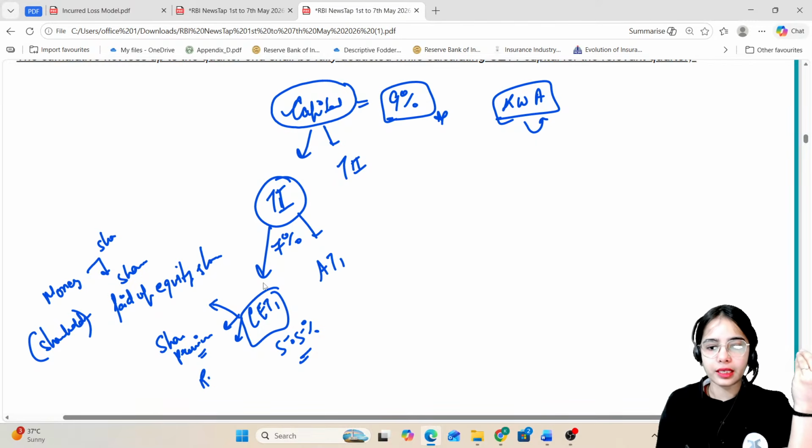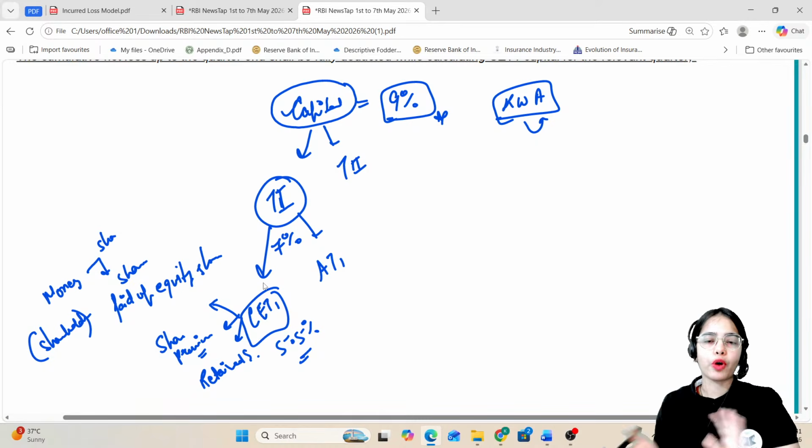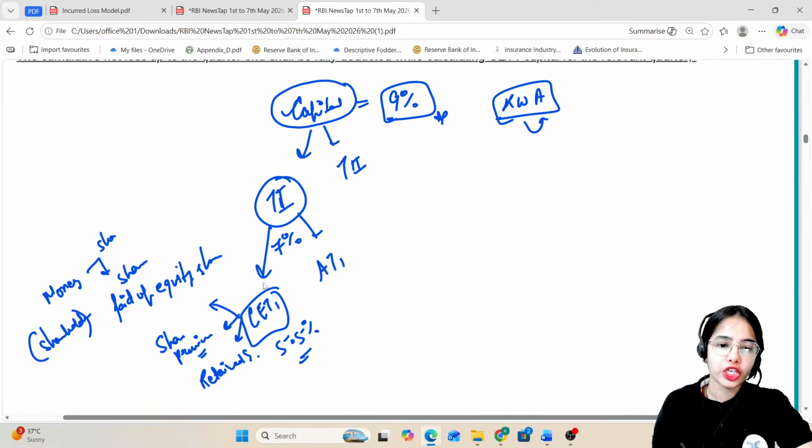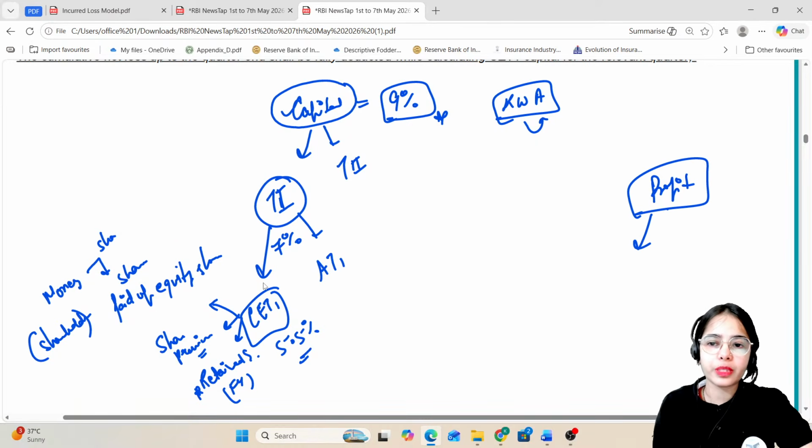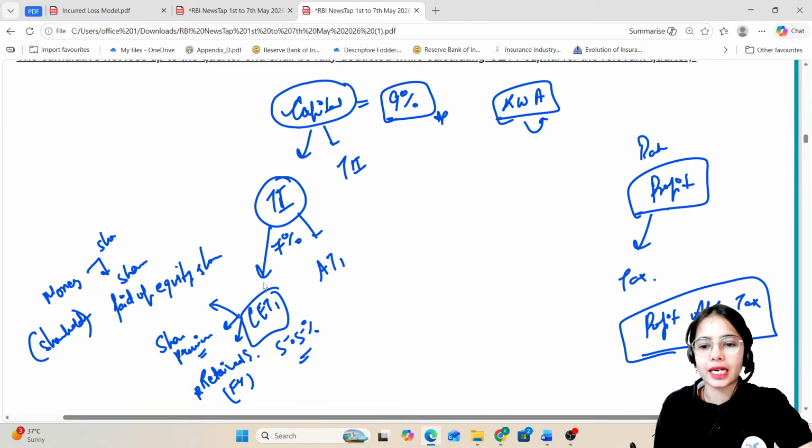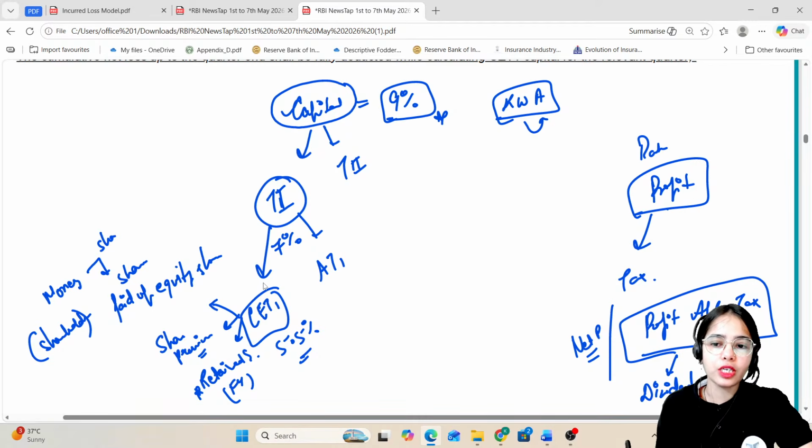Then there is the retained earnings. Retained earnings is basically the balance in the profit and loss account at the end of the financial year. Let's say the profit has been earned by the company. From this profit, the bank has to pay the tax. After the tax has been paid, what is left with the bank is the profit after tax, also known as the net profit. From the profit after tax, the bank has to pay the dividend to the shareholders.